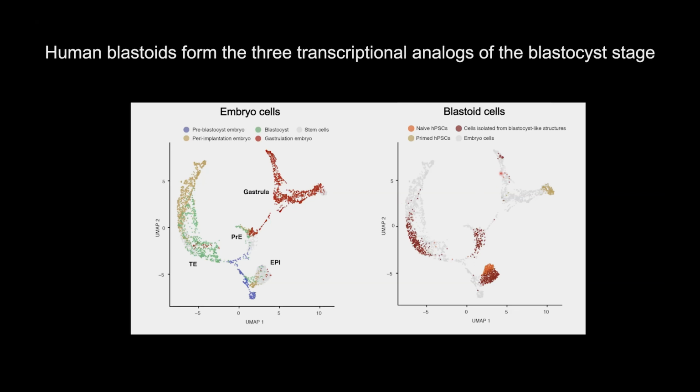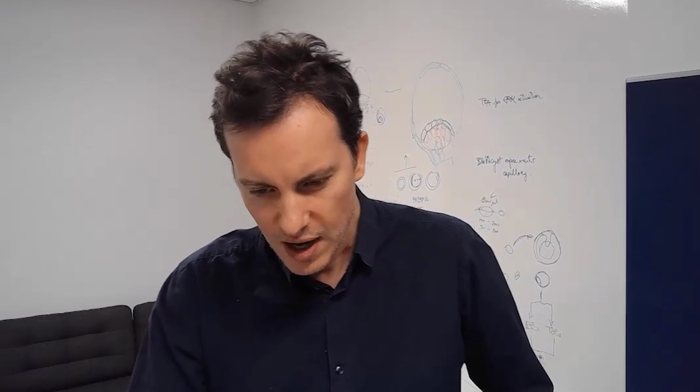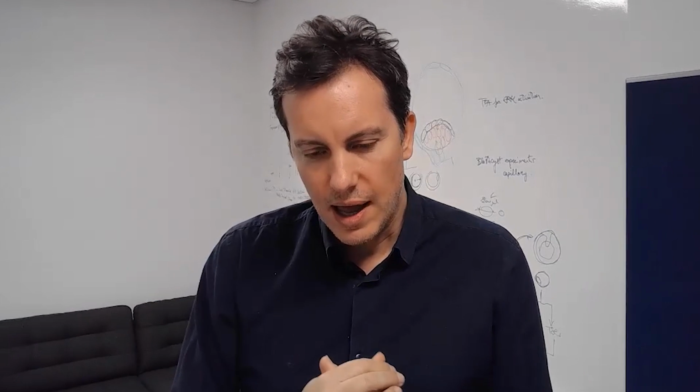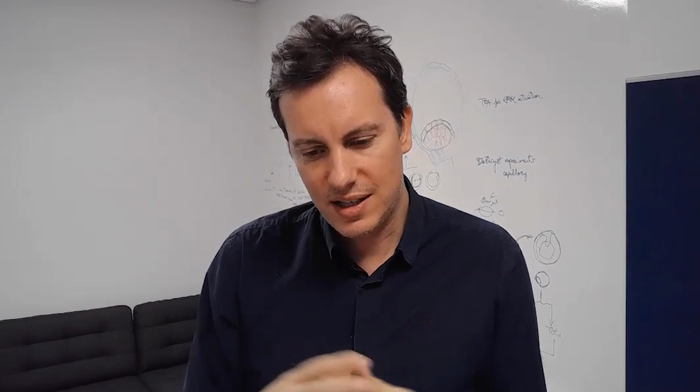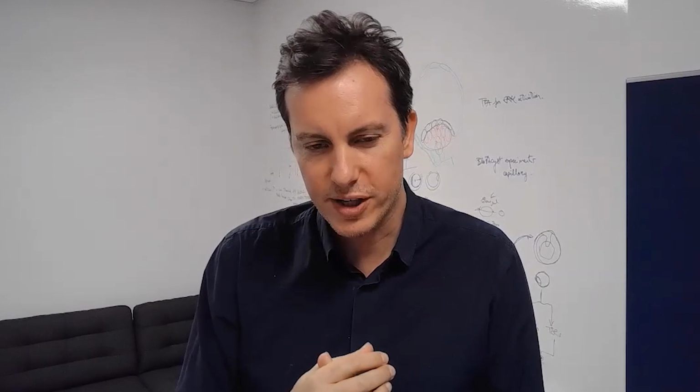And overall, we counted that we have about 3% of the cells of the blastoids that are off target. And a lot of them are clustering with the extra-embryonic mesoderm of the gastrula stage. So overall, human blastoids are forming efficiently, timely, according to the right sequence, and they are forming about 97% of blastocyst-like cells.